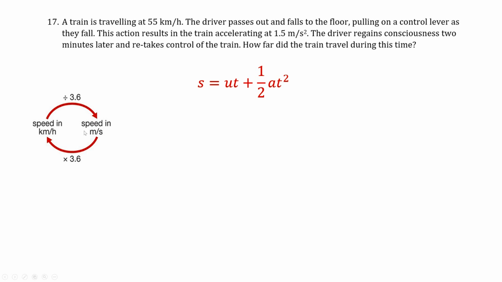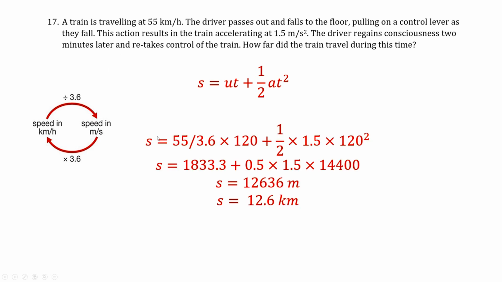But we're going to do a conversion into meters per second. So 55 divided by 3.6. The reason we do the conversion first is because we've got this in meters per second. We can't use that in kilometers an hour and that in meters per second. We need to change the 55 into meters per second. When in doubt, use meters per second. Don't go with kilometers per hour.